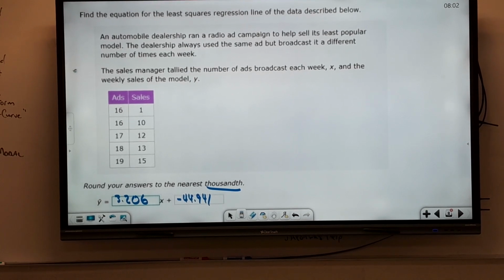All right, that's what we got for our answer. Positive 3.206x minus 44.941. Any questions?